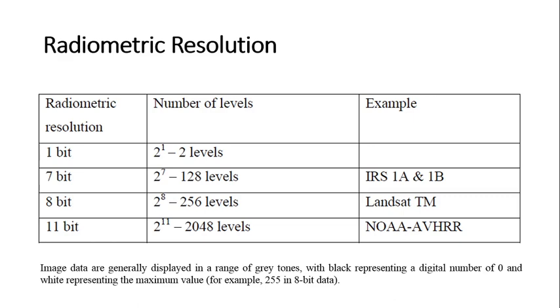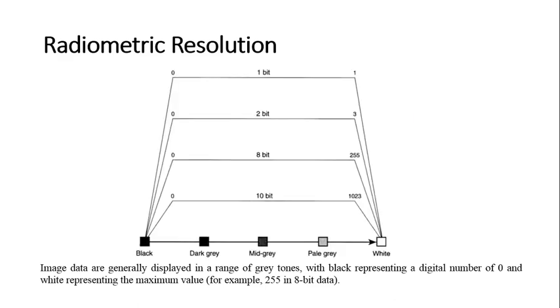Okay? Now here is a simple representation comparing these, and how the levels have been divided, shown in the figure. So you can clearly see that when it is 1-bit, there is only one scale, 0 and 1. When it is 2-bit, there are three scales. When there is 8-bit, there are 255 scales, 256 levels. And when it's 10-bit, there are 1024 levels.